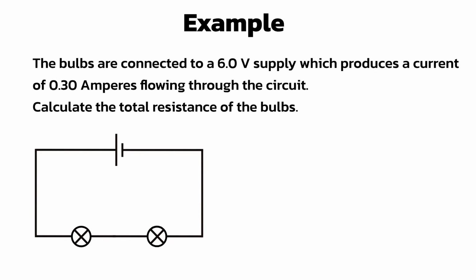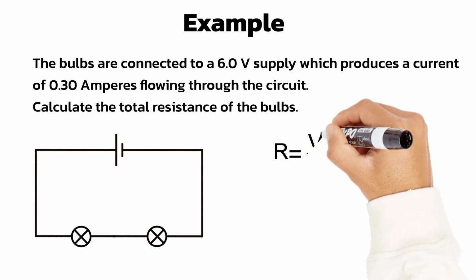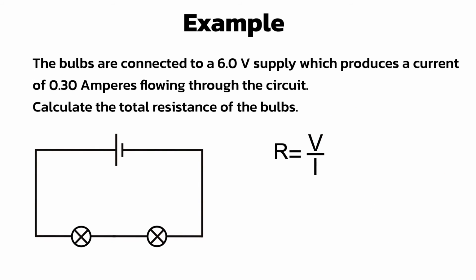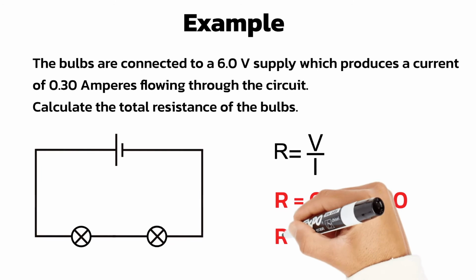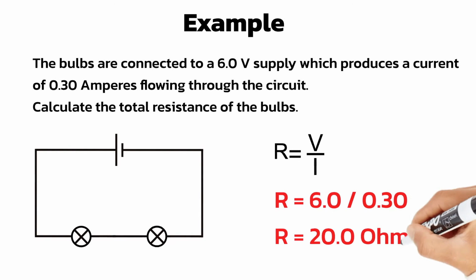In this example the resistance formula is R equals V divided by I. R equals 6 volts divided by 0.3 amperes, which gives a total resistance of 20 ohms.